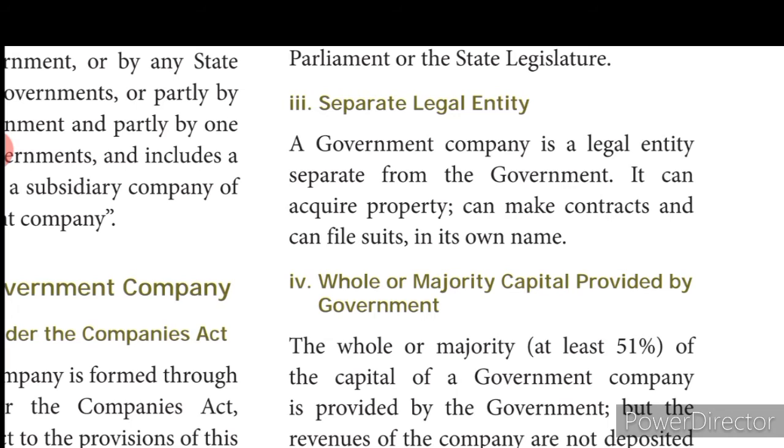Next is separate legal entity. That means a government company is a legal entity separate from the government. So the management is different and the work will be different. The company is completely separate from the government, and it can acquire property, make contracts, and file suits in its own name. So if it wants, it can get property, it can get contracts, and it can even file a suit also.